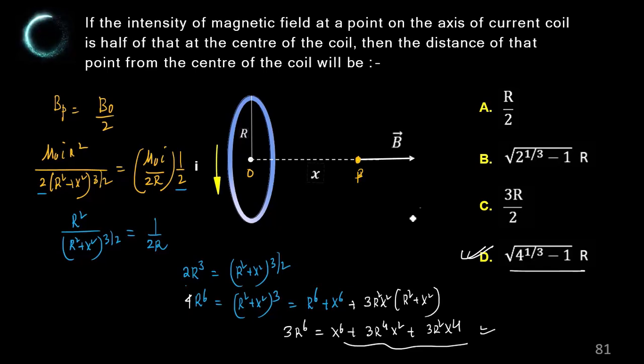Okay, these are the 2 points where I can calculate the magnetic field at point P and similarly the magnetic field at point O, and use the relation to calculate the distance X.